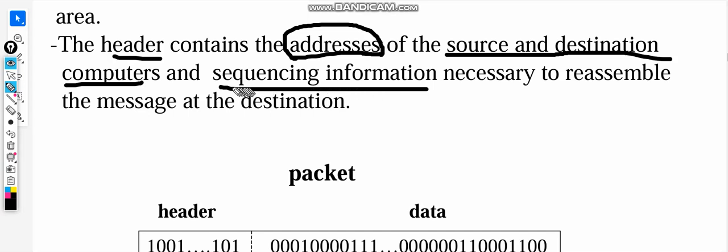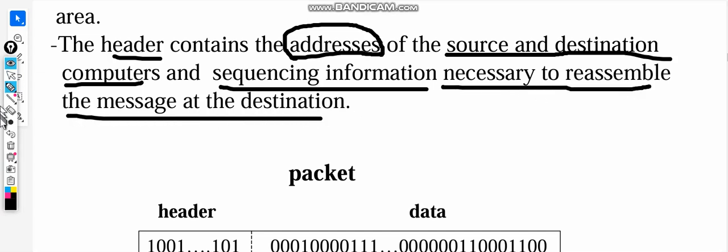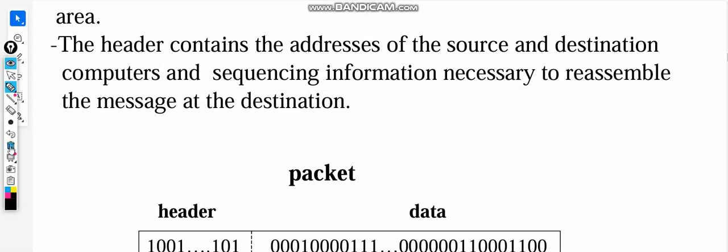So this sequencing information is necessary to reassemble the message at the destination. So what does the header contain in the packet? The header contains the addresses of the source and destination computers and sequencing information necessary to reassemble the message at the destination.